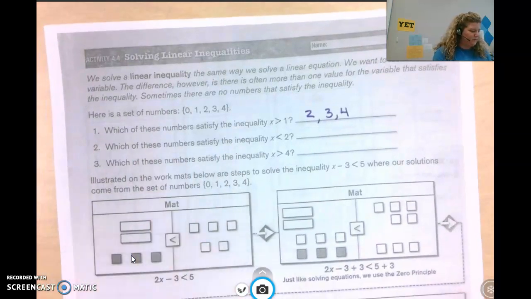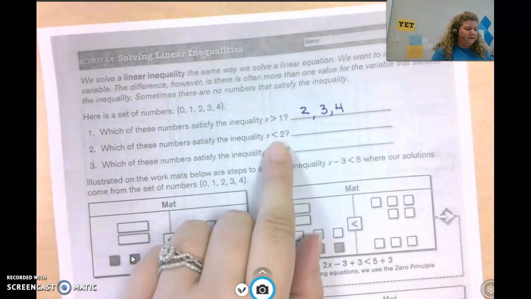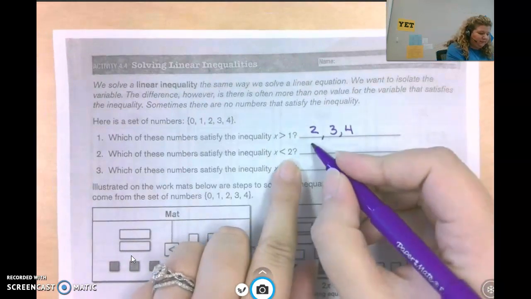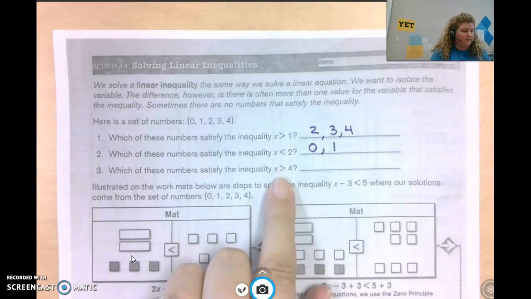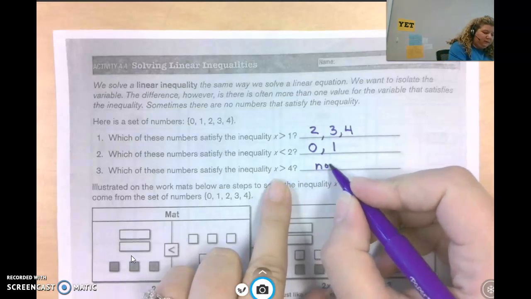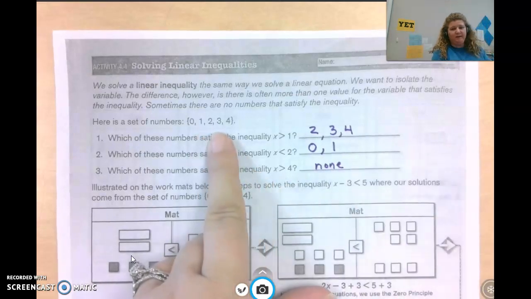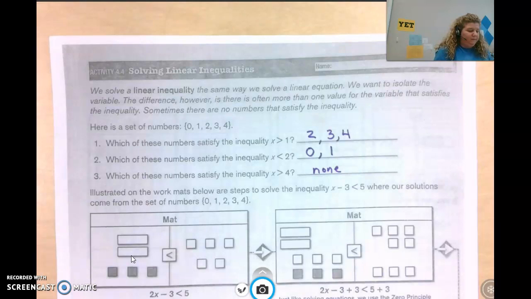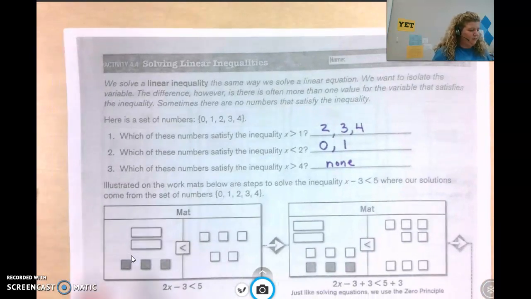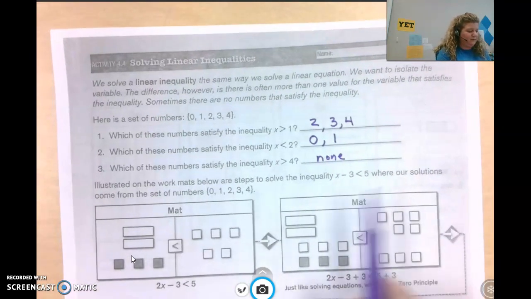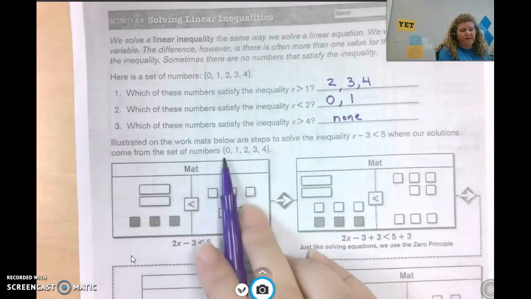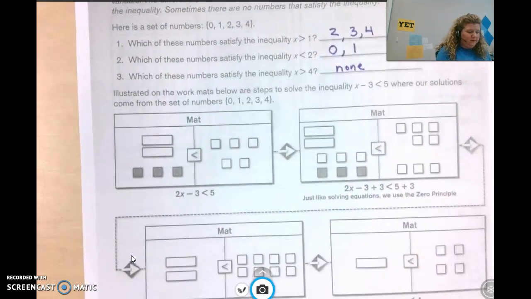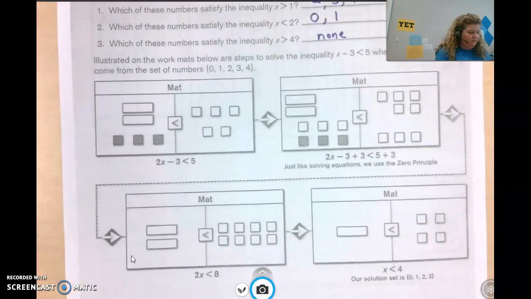The second one, which of these numbers satisfies x less than 2? So 0 is less than 2. 1 is less than 2. 2 is not less than 2. x is greater than 4. None of these numbers given in this set are greater than 4. Okay. Illustrated on the work mats below are simple steps to solve this inequality. Okay, and then it tells you the solution set options, so this is the answer for that.